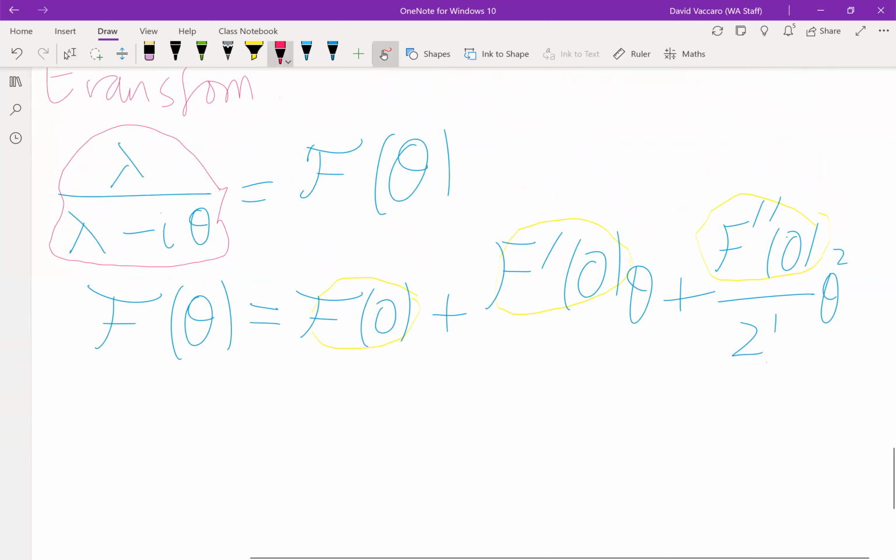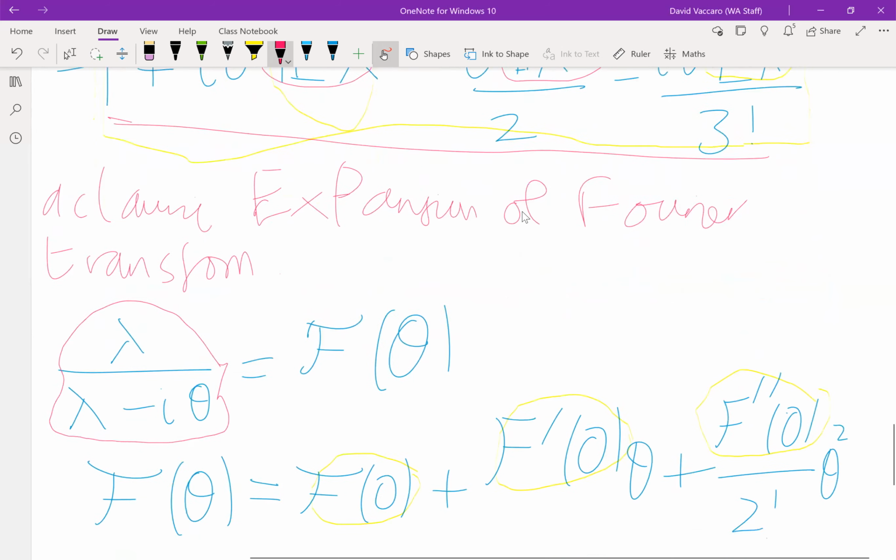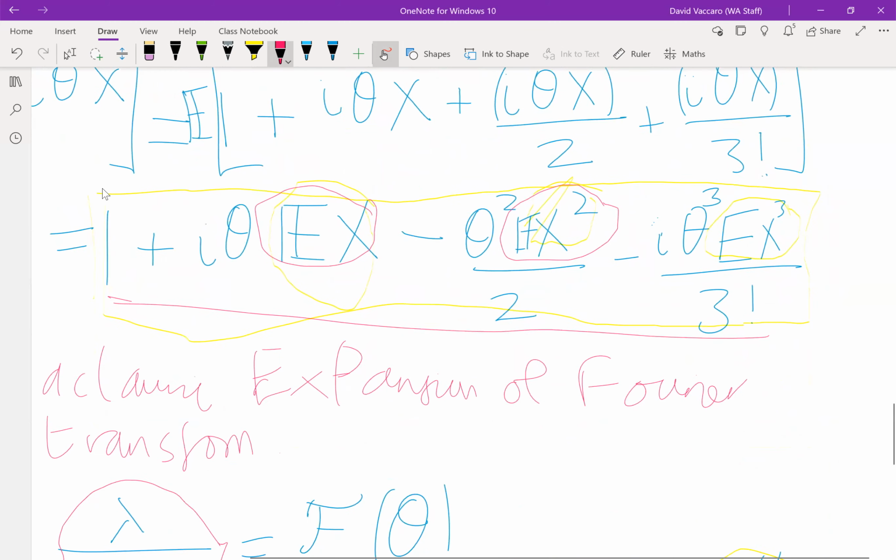So let's do that. Actually, I'm going to get the computer to help me here. Series lambda over lambda minus i theta. Okay, so what we've got here is the Maclaurin expansion of the Fourier transform.